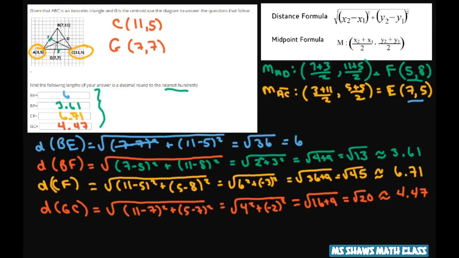Now I have another one, so you might want to try the next one and pause the video and try to do this one on your own. But this one's got little different things we have to find. So on this one, we are going to have to find the midpoint of D. So let's find the midpoint of BC, because that's going to give you your D point.